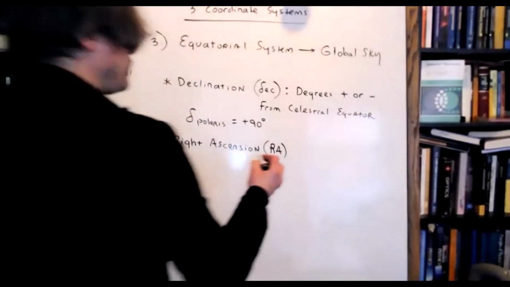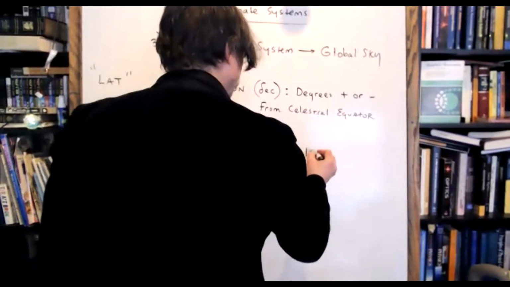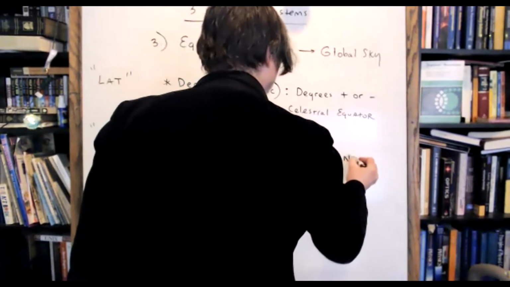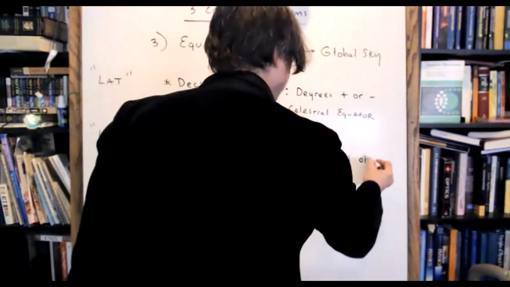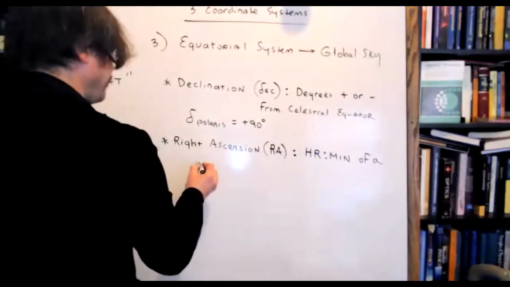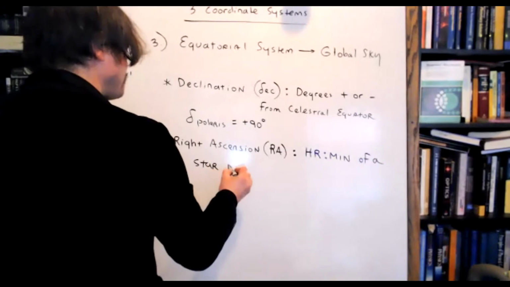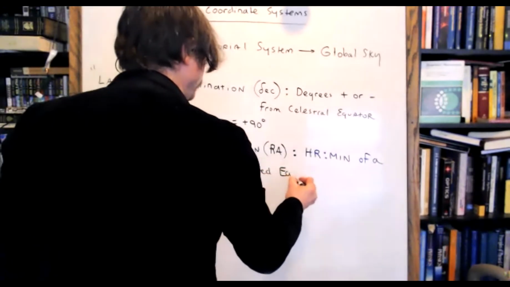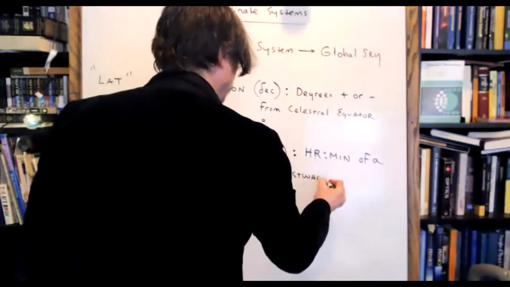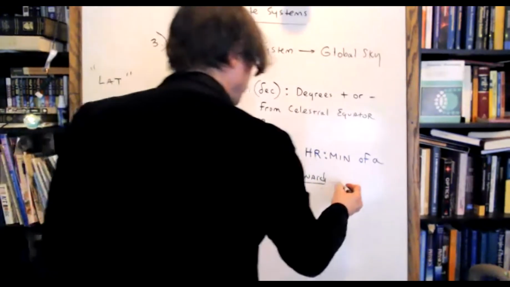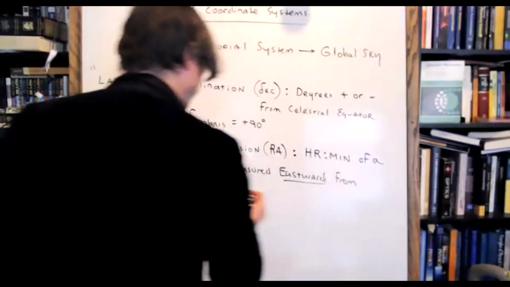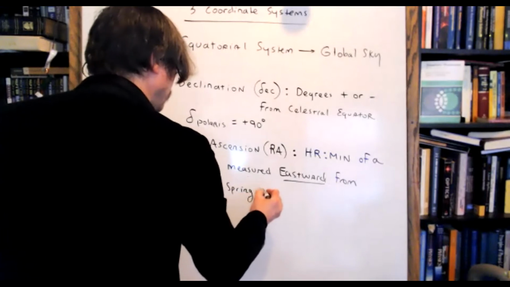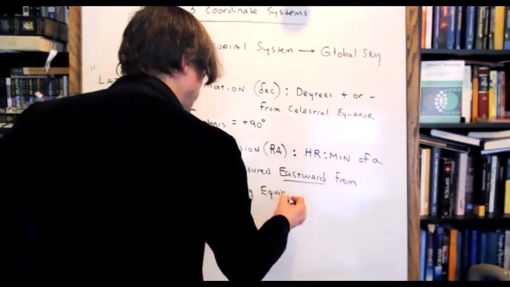So we define our right ascension as the hours and minutes of a star measured eastward from the spring equinox.